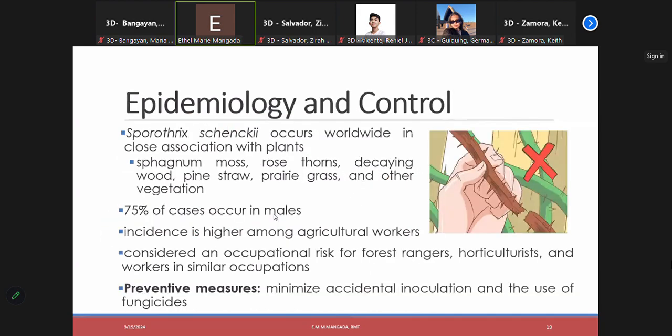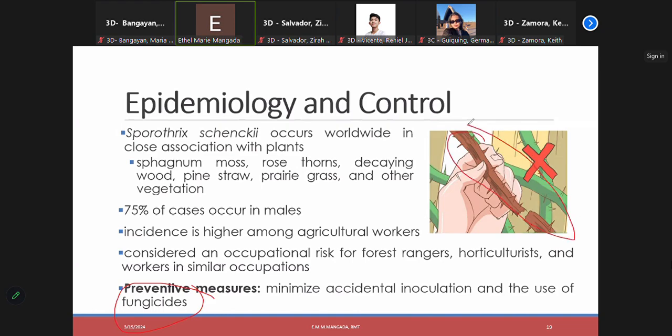So epidemiology, again, it occurs worldwide. Okay, saan? Kung may mga sphagnum moss, rose, decaying wood. Okay, tas natusok tayo, so pwede tayo magkaganon. Okay? So incidence is higher, of course, in agricultural workers like forest rangers, horticulturists. And syempre, to prevent getting the infection, we have to protect ourselves. So example, kailangan gumamit ng fungicide kasi minsan sa mga halaman na yan, nandyan sila.